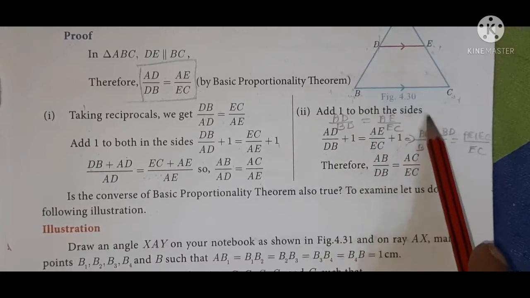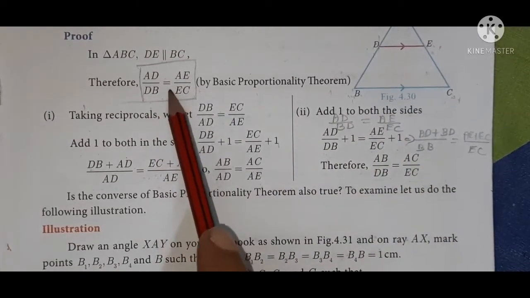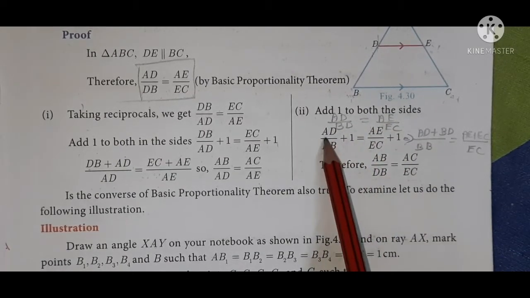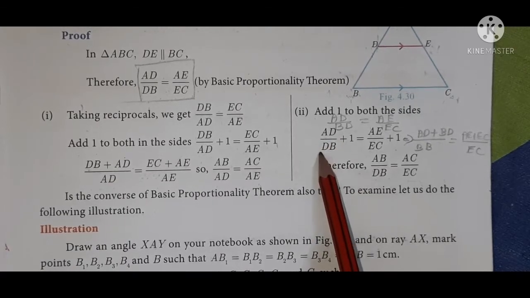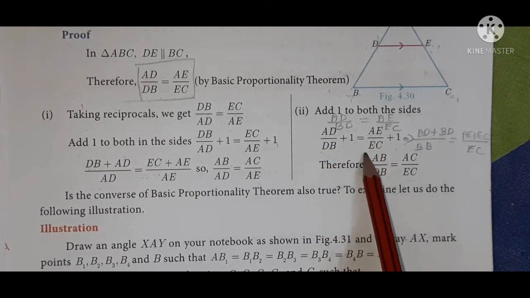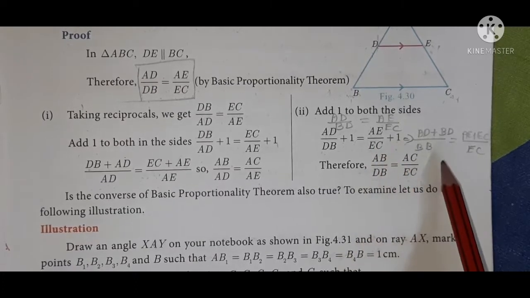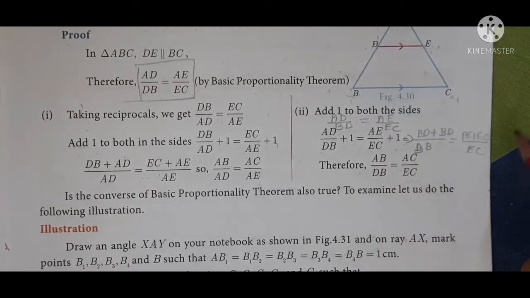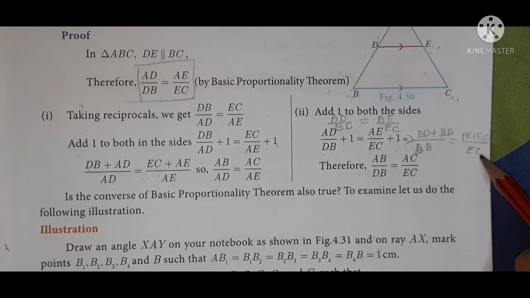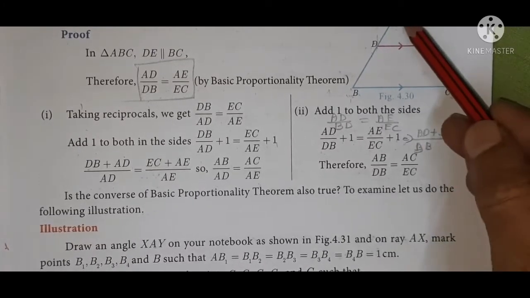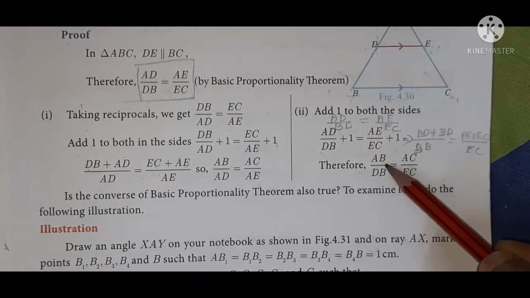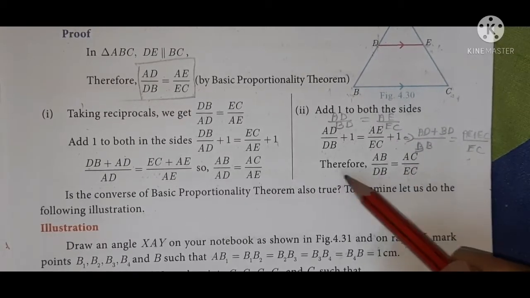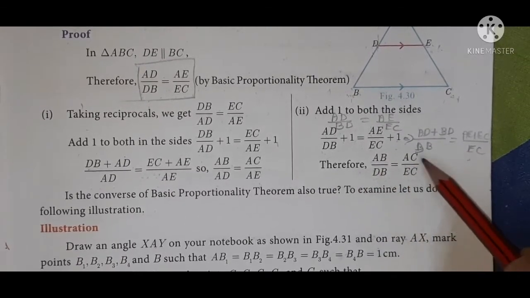Now add 1 to both sides of AD by DB is equal to AE by EC. We get AD by DB plus 1 is equal to AE by EC plus 1. Then AD plus DB by DB is equal to AE plus EC by EC. AD plus DB is equal to AB, and AE plus EC is equal to AC. Therefore, AB by DB is equal to AC by EC.